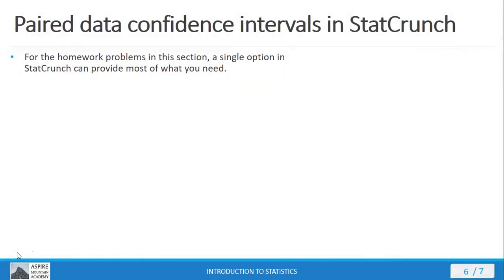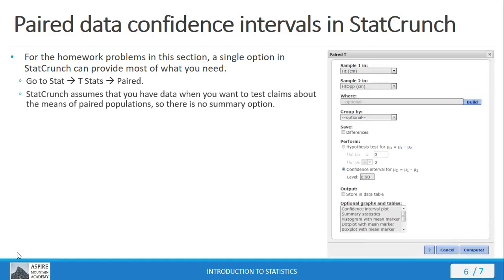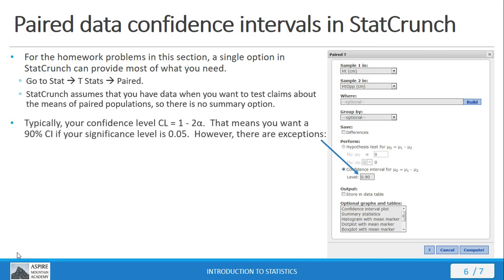For confidence intervals, you can do the same thing in StatCrunch. Get to that same options window, going to Stat, T-Stats, Paired, and then you're going to click the radio button down below for confidence interval. Typically, your confidence interval, again, is going to be 1 minus 2 alpha. There are some exceptions to that, though. First, if your claim doesn't match your alternative hypothesis, then you're going to revert back to your confidence level being 1 minus 1 alpha, not 2 alpha.